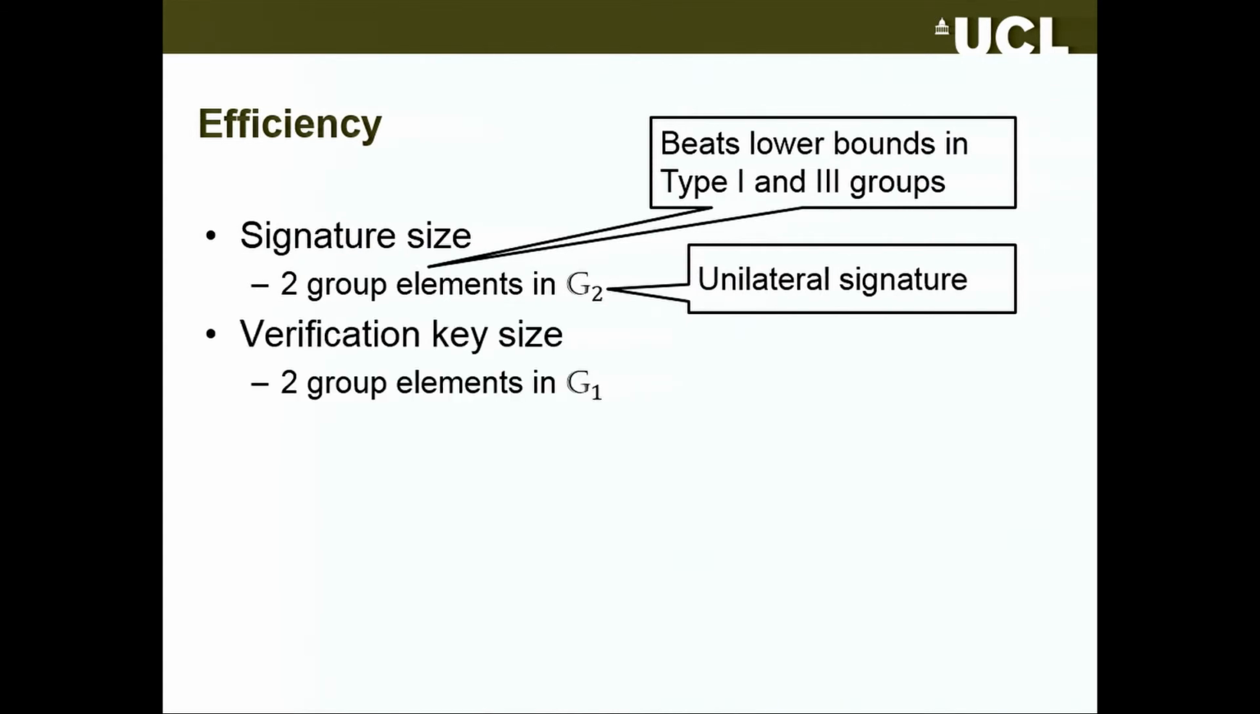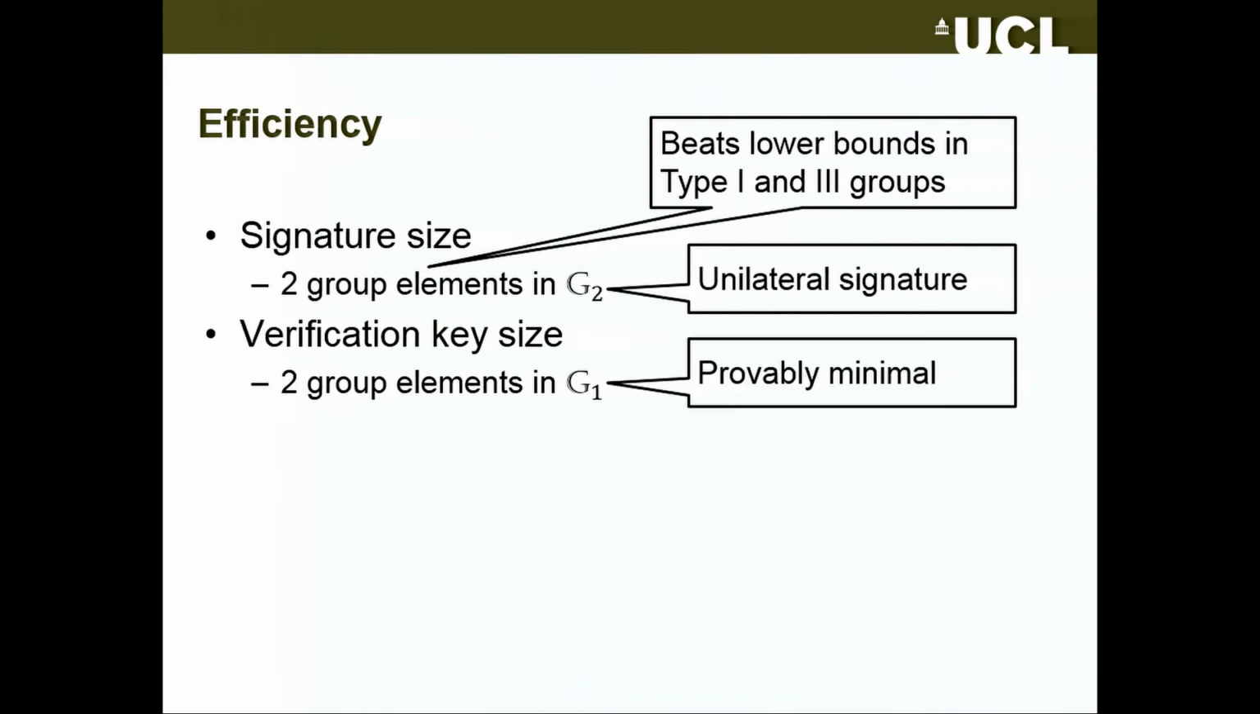Then we have the verification key size, which is two group elements in G1, and this is provably minimal, that we need to have at least two group elements.